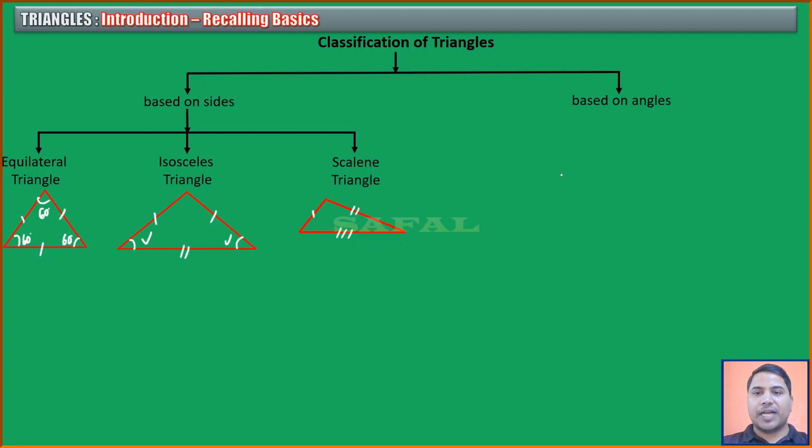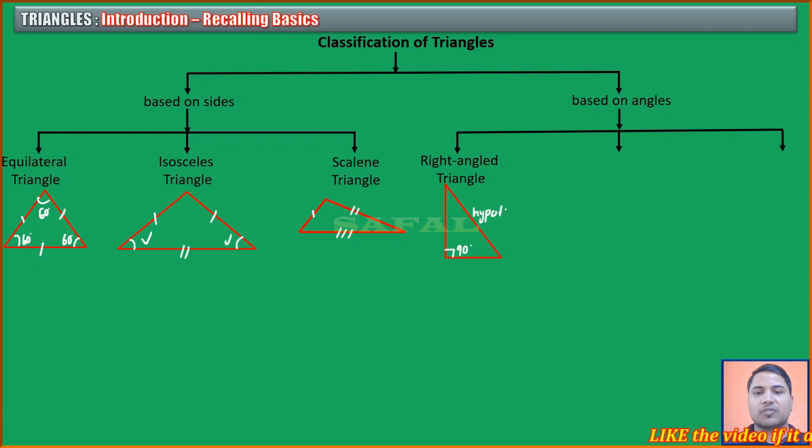Coming to classification based on angles, again we have three. The first one is a right angle triangle. That means a triangle in which one angle is what? 90 degree. Here you can see that in this triangle, one angle is 90 degree. So this is a right angle triangle. And of course you might be knowing that the side opposite to the right angle, we call it what? Hypotenuse. I have taught this even in trigonometry about right angle triangle.